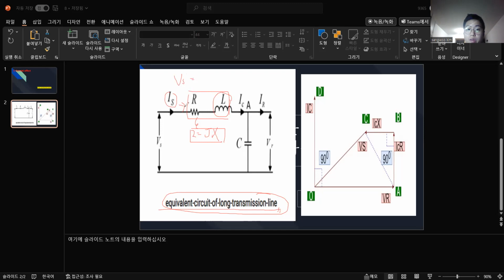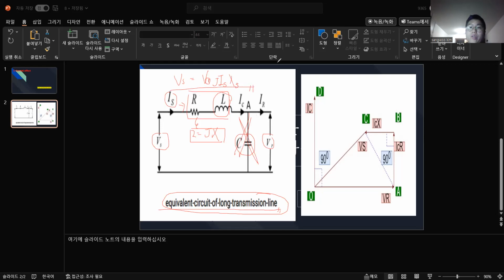First we need to draw the equivalent circuit, then we make the voltage equation. So VS is equal to VR plus the voltage drop, I S times jXS. And now we ignore the other part, so don't worry about it.